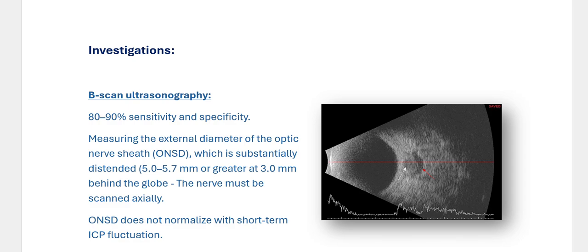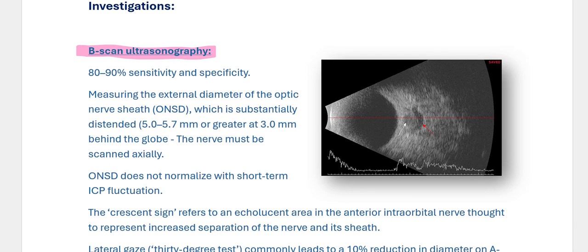Everyone memorizes the MRI scan, the venography, the CT scan, and everyone forgets about the ocular investigations that you can perform. B-scan ultrasonography is a very underrated investigation in cases of papilledema. In fact, I suggest that it can replace lumbar puncture. It has 80 to 90% sensitivity and specificity. This is not the sensitivity and specificity in pseudopapilledema.